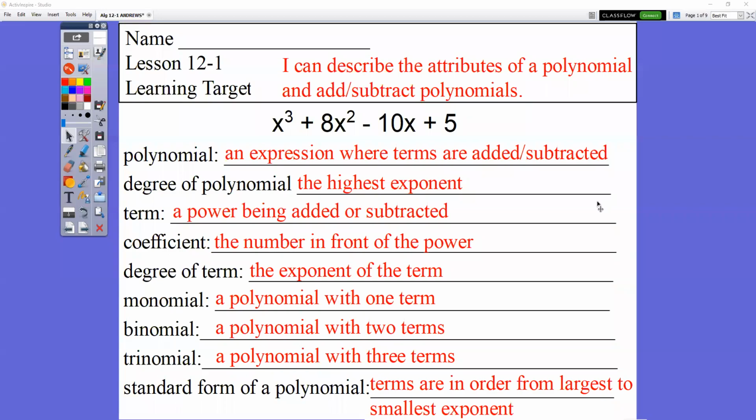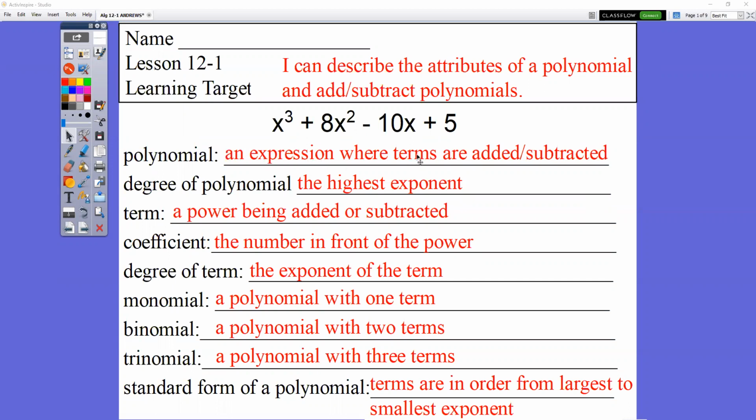This is the lesson for 12-1. What we're going to be looking at in this chapter are polynomials, all right? You're going to be doing all sorts of things with exponents and involving polynomials. What you're doing today is you're going to look at different types of polynomials, and you're also going to be adding and subtracting polynomials. First of all, what the heck is a polynomial?